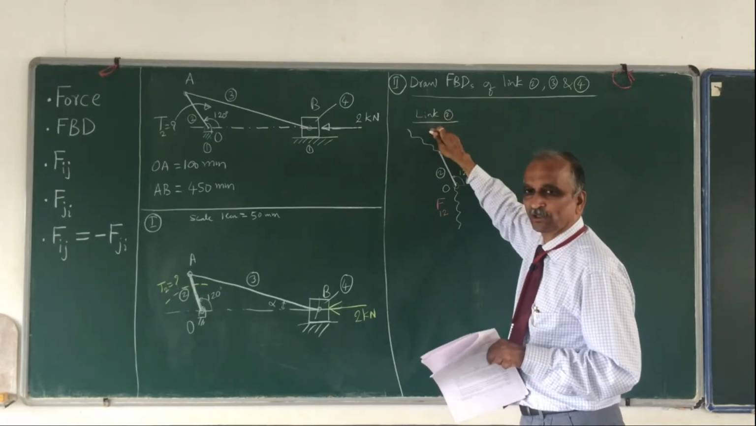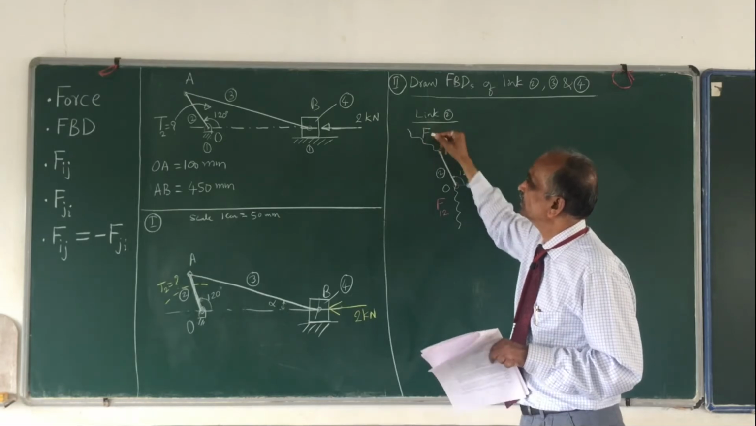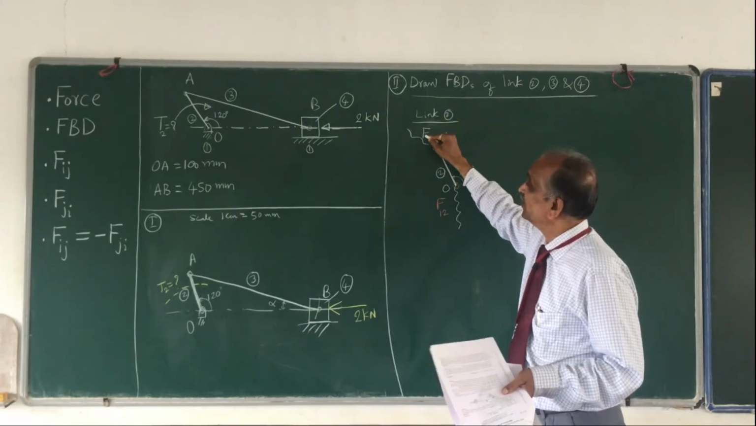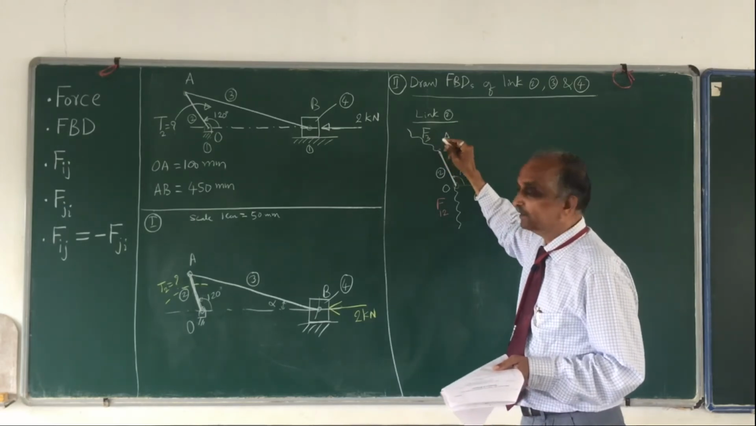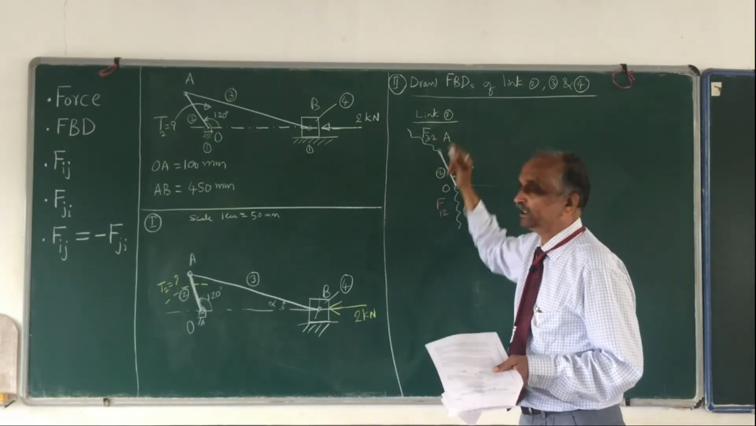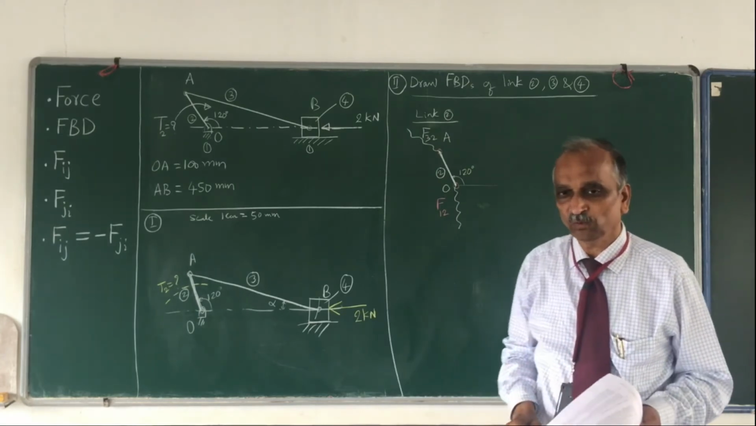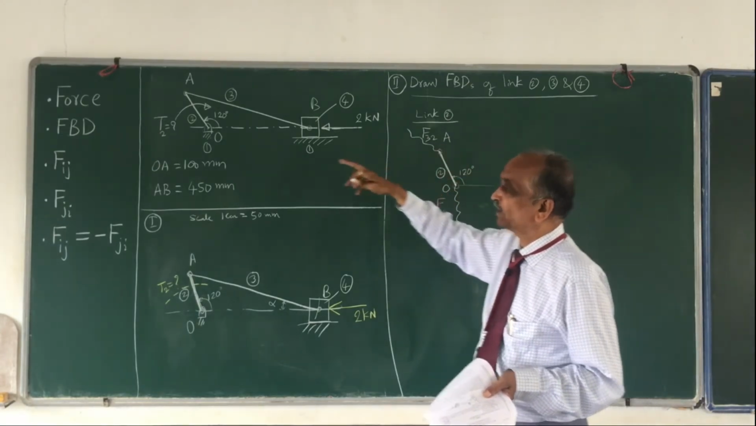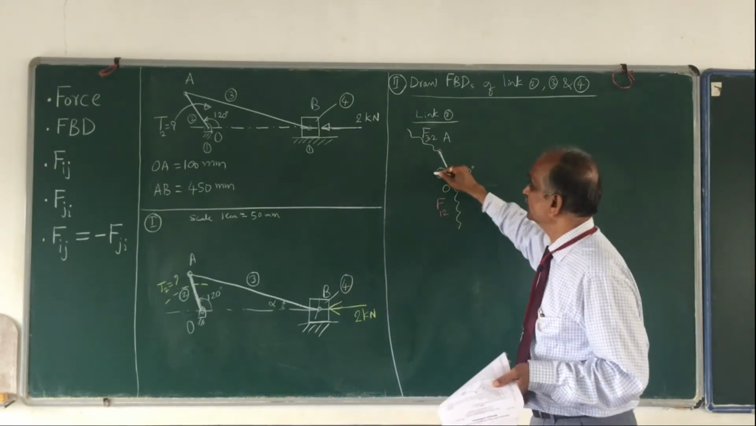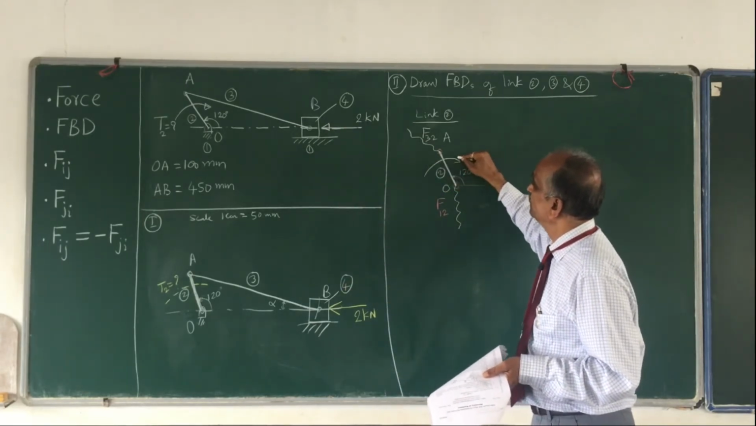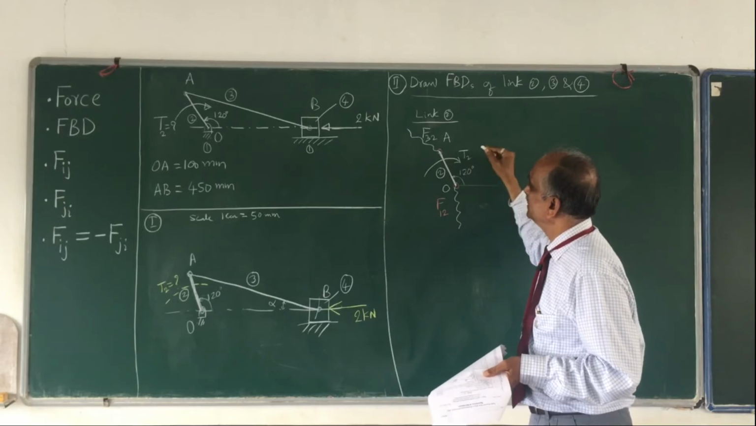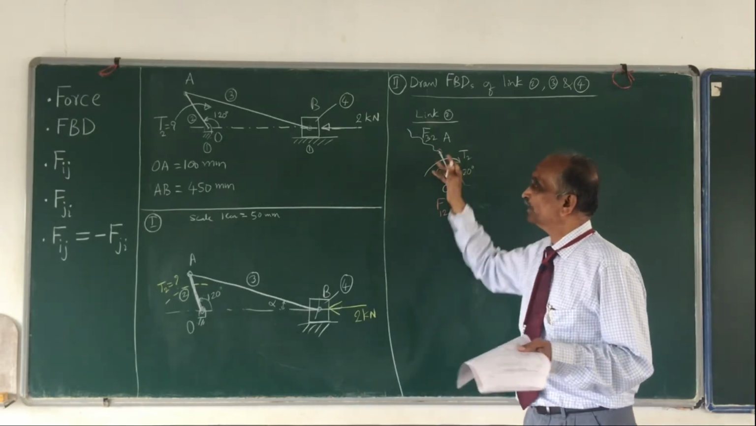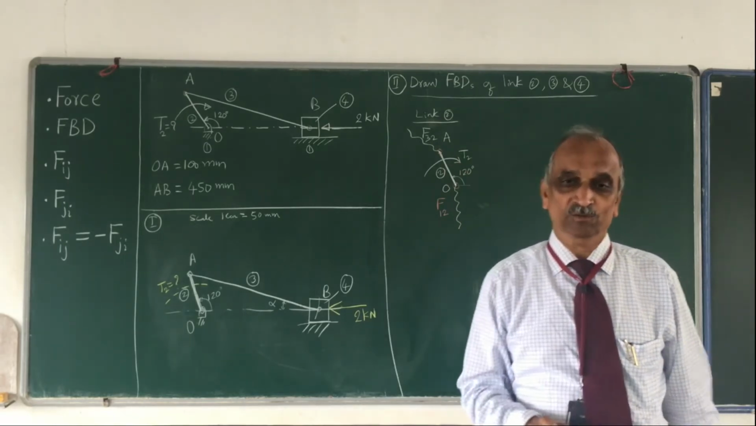You have the force from link number 3 acting on link number 2. This force is called F32. Please remember, apart from these two forces, it is also subjected to a torque, whose direction has been given already. This is what I mean by free body diagram of link number 2.